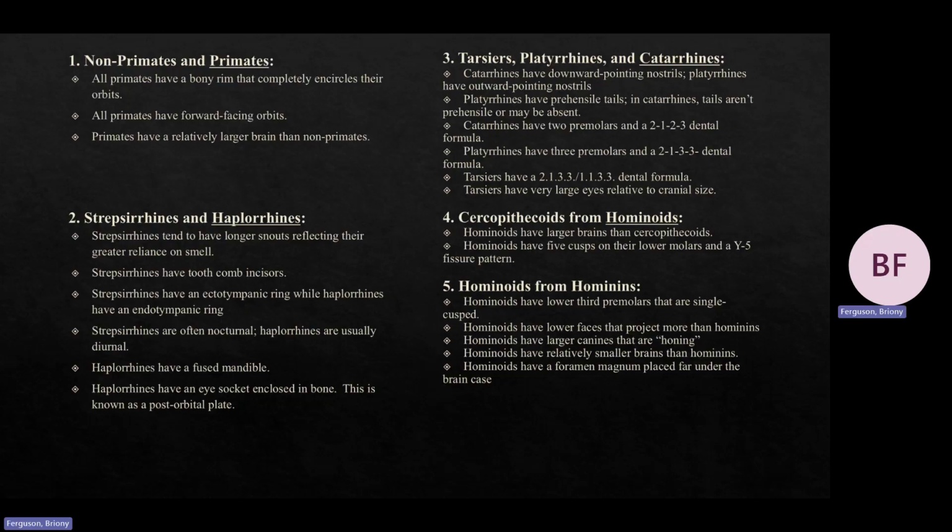Now, between Cercopithecoids and hominoids, hominoids tend to have relatively larger brains than Cercopithecoids, as well as having 5 cusps on their lower molars and a Y5 fissure pattern. Now, you can look this up, but essentially it just means that in the middle of a molar, there is kind of a Y shape that you can see, and it's what helps divide that molar up into 5 cusps.